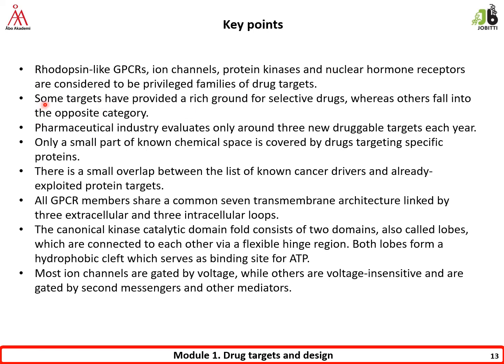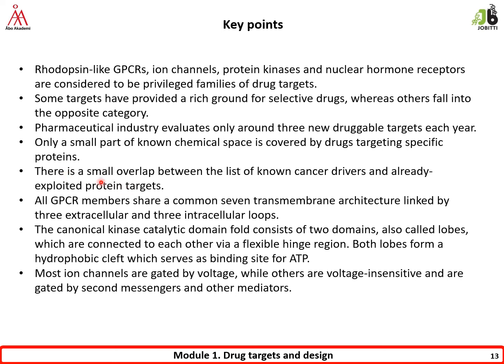Some targets have provided a rich ground for selective drugs, whereas others fall into the opposite category. The pharmaceutical industry evaluates only around 3 new druggable targets per year. Only a small part of known chemical space is covered by drugs targeting specific proteins. There is a small overlap between the list of known cancer drivers and already exploited protein drug targets.